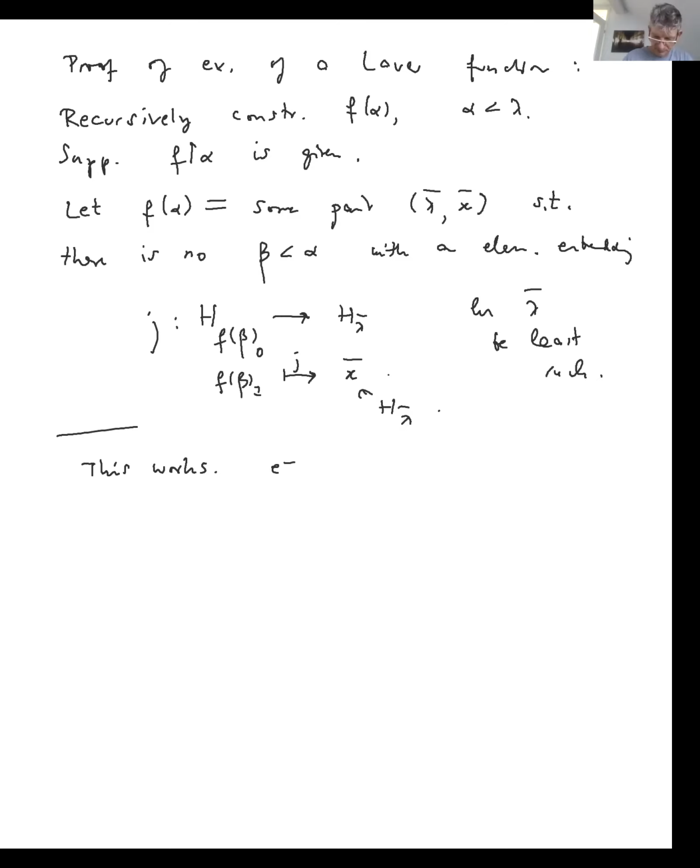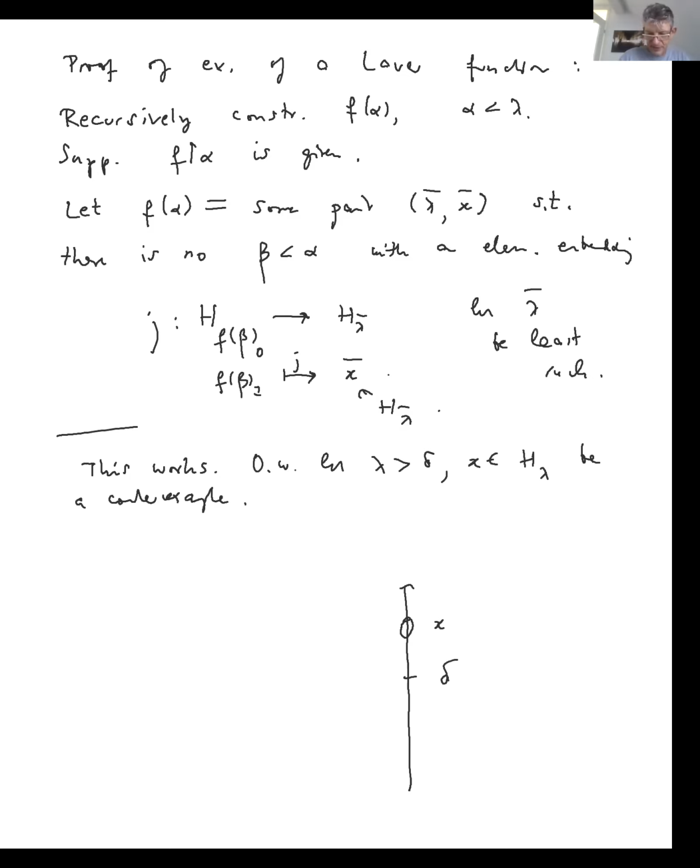Otherwise, there is a counterexample. So there is a lambda bigger than delta and some x in H lambda, a counterexample. Okay, the trick is simply the following. Maybe I should draw a picture and then leave the details to you to fill them in. So what we're going to do is, look, you have delta here. You have x here, right? So there is this counterexample.